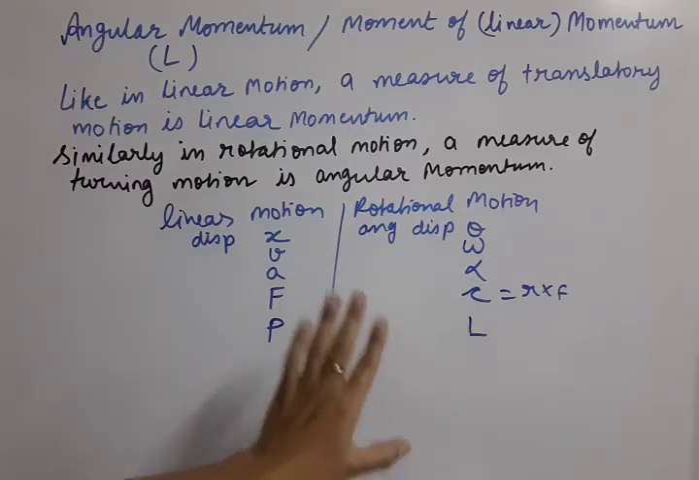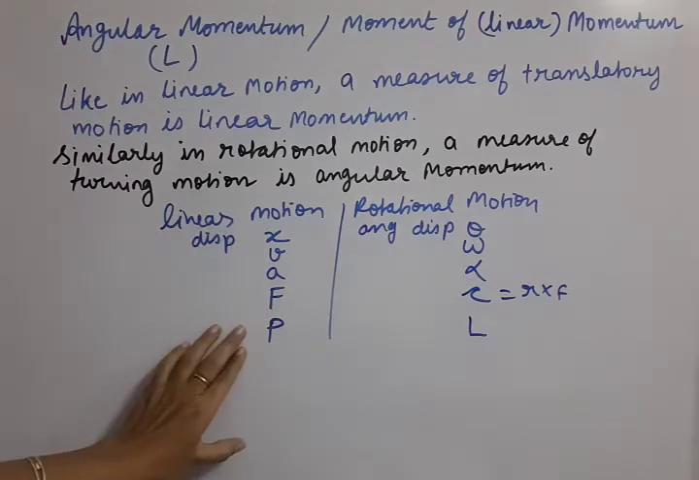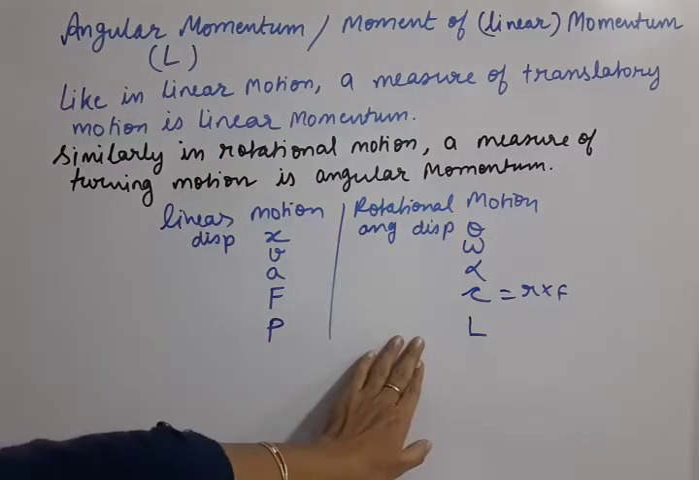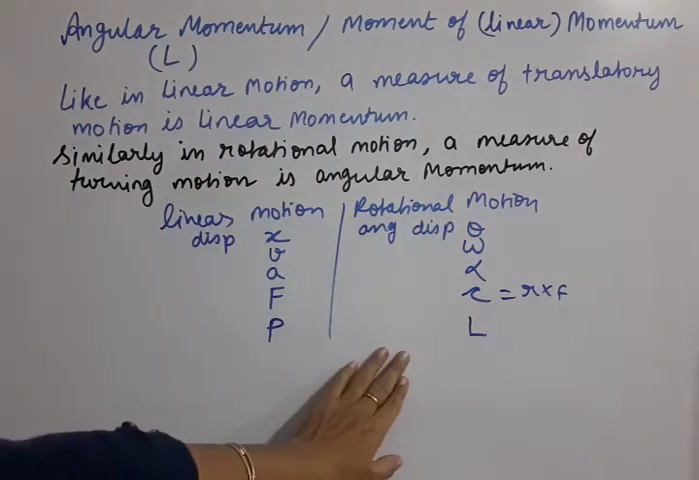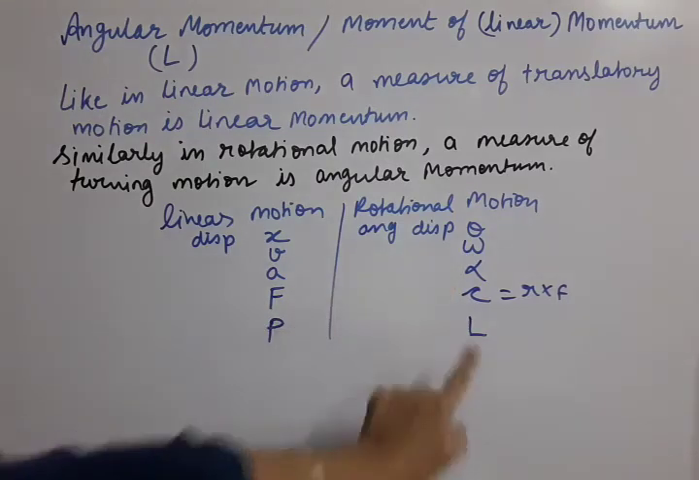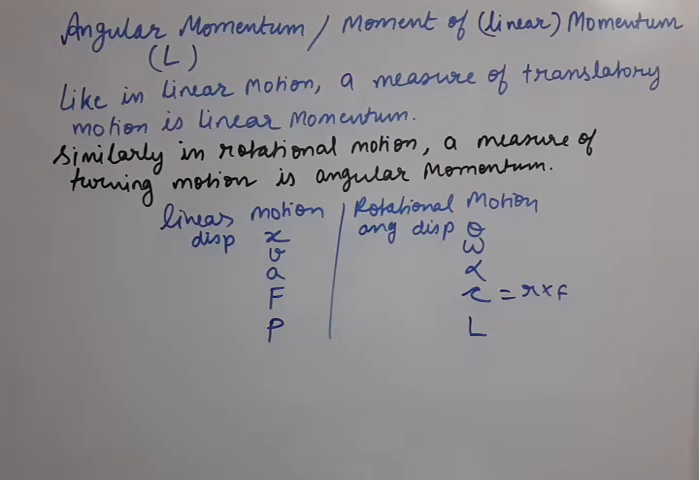So the idea is simple. We have some quantities in linear motion, so what will be their replacements in rotational motion? These are those quantities. We have already discussed torque, and in the same manner we are now discussing angular momentum.